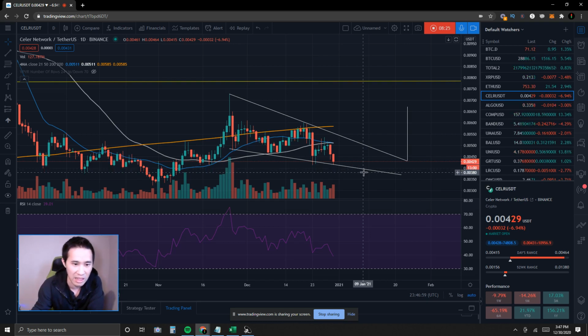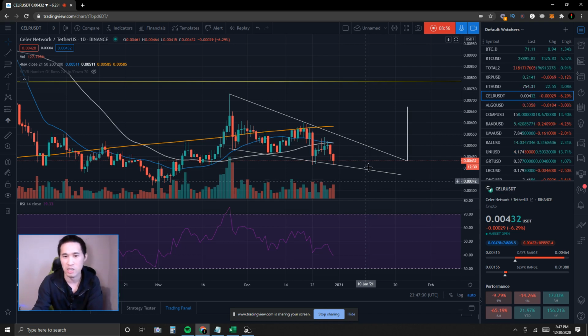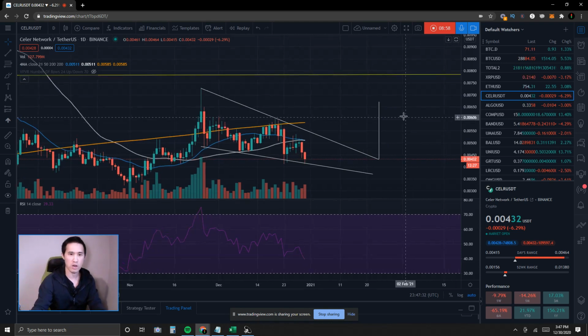The next level of support, if that level breaks, would be about 0.38 of a cent. Okay, 38 out of 100 of a cent. That's what I mean. And then some support about 36 out of 100 of a cent. Finally, coming all the way back down to about the low right here at about 34 out of 100 of a cent here. So that's basically what I'm looking at here, and that's the bullish and bearish case scenarios for Celer USDT.